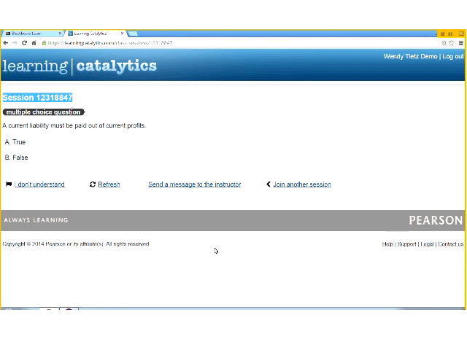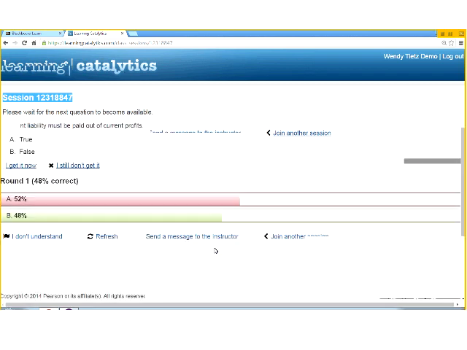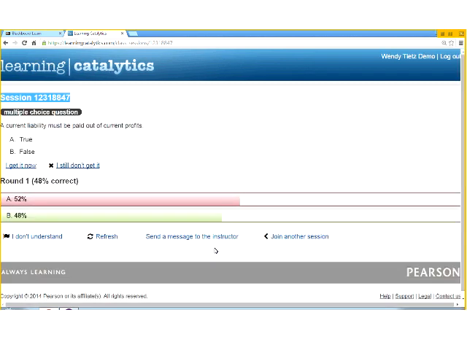Okay, and this one will be false. The reason it's false is because, when we pay a current liability, we pay liabilities with cash. Profit is a nebulous term. It doesn't represent cash. We pay liabilities out of current assets, not out of profits. So that's why that one is false.